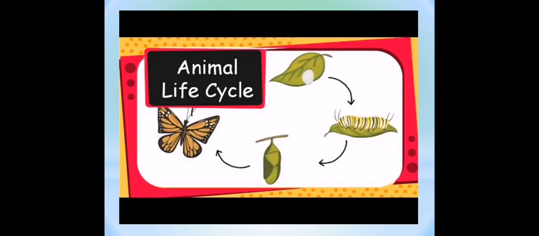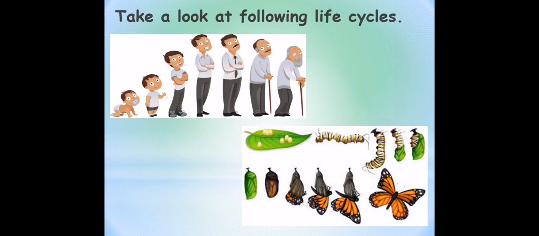In this lesson, we have to discuss both plant and animal life cycles. So, first, let's move to animal life cycles. Just take a look at the following life cycles. The first one is showing the life cycle of a human. The second one is showing the life cycle of a butterfly.